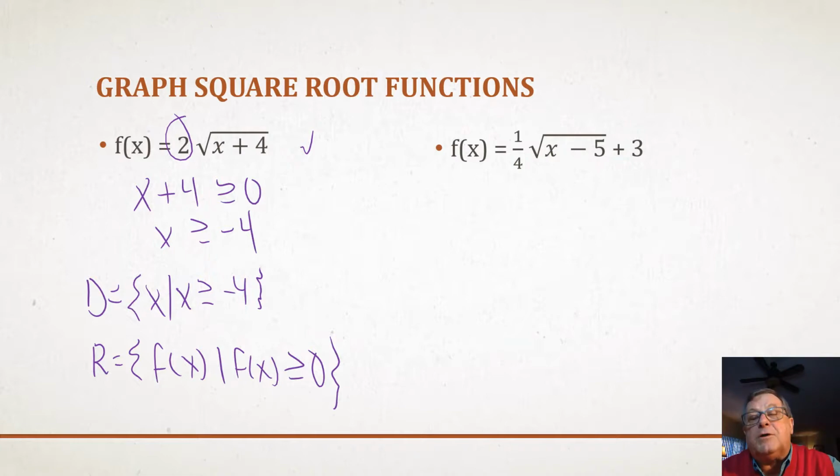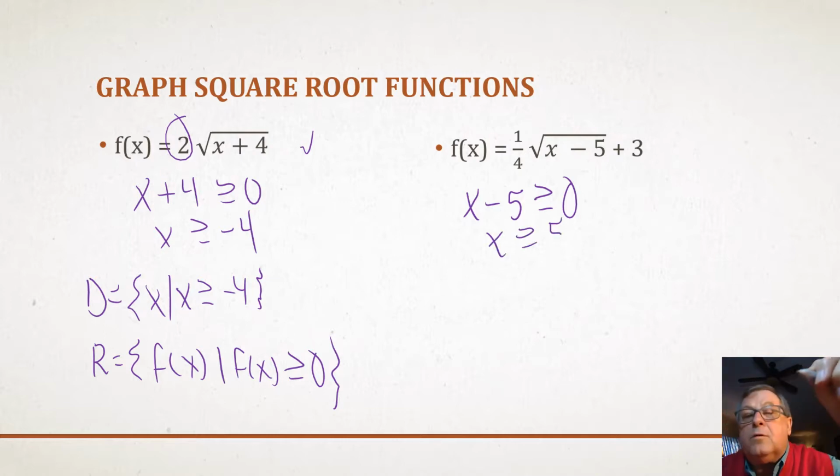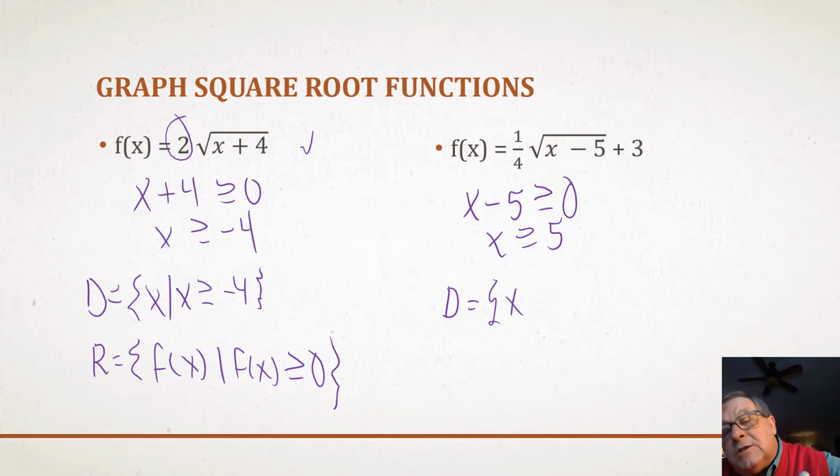Now, in our second function, we've got f of x equals 1/4 the square root of x minus 5, plus 3. Again, let's set our domain. We're going to deal with what's underneath the radical and set that greater than or equal to 0, so that x must be greater than or equal to 5. That would prevent us from taking the square root of a negative number. So our domain is x such that x is greater than or equal to 5.